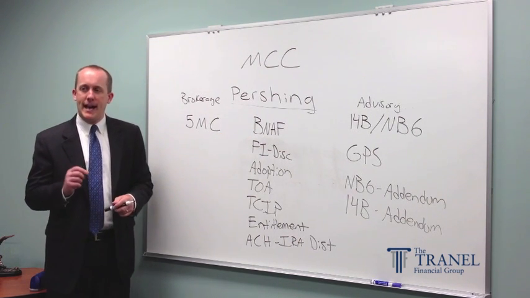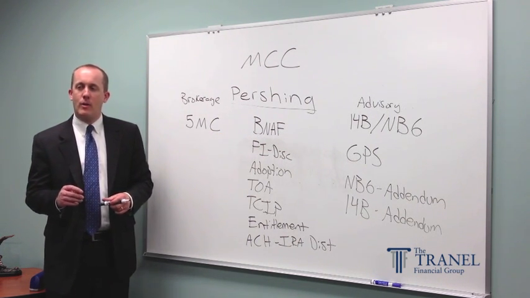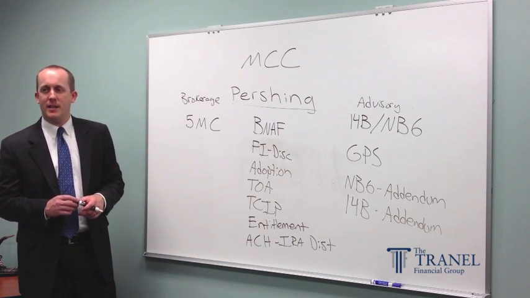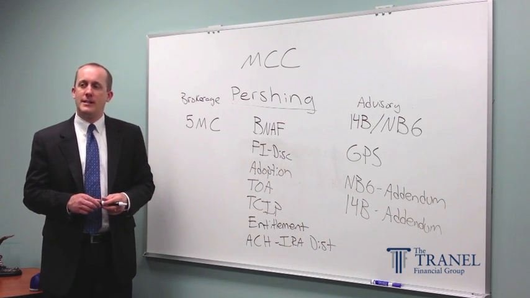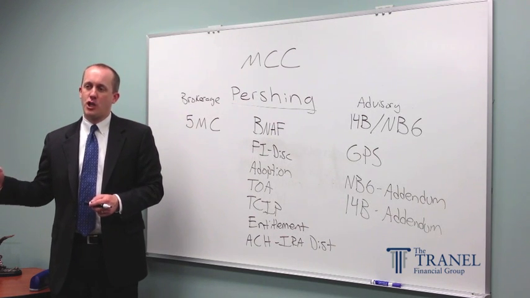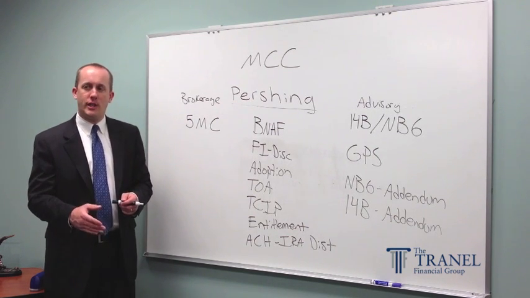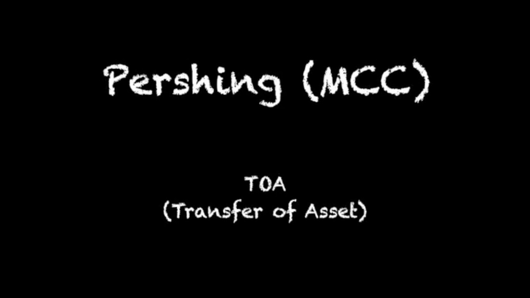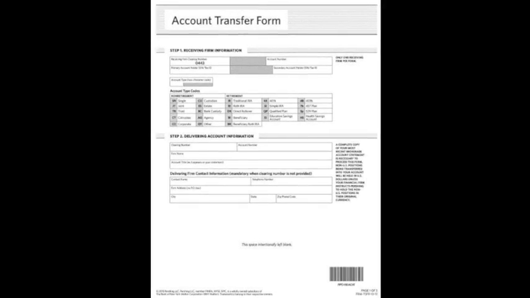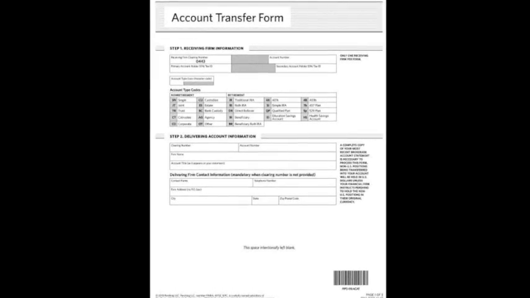If the client is not going to write you a check, but rather transfer an existing brokerage account into Pershing from another firm, let's say transferring money from Charles Schwab to Pershing, then you're also going to need a transfer of asset form, which is a TOA, transfer of asset.